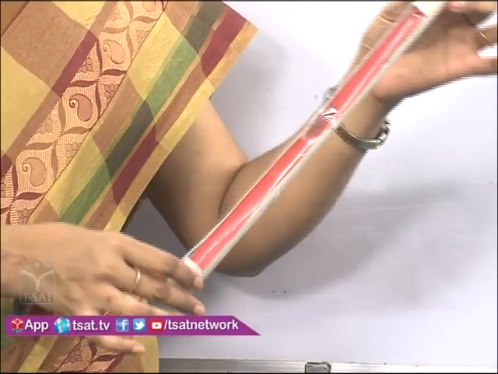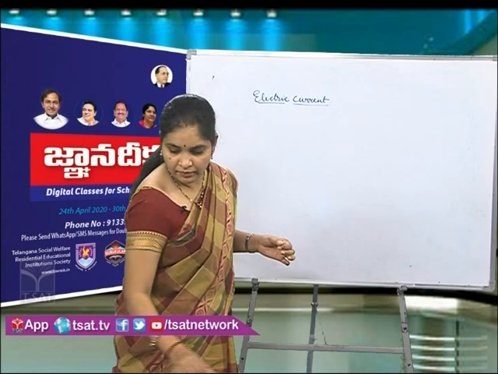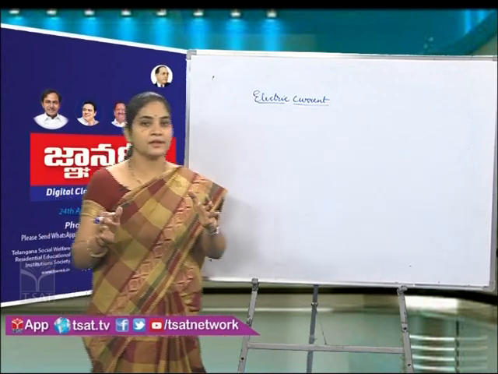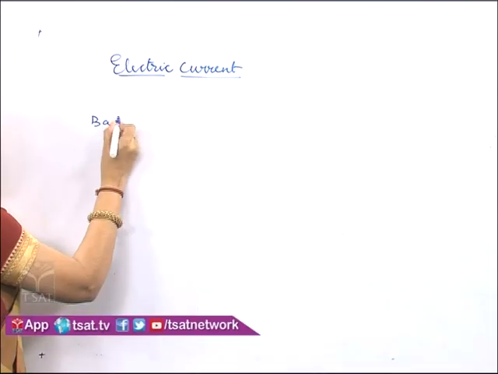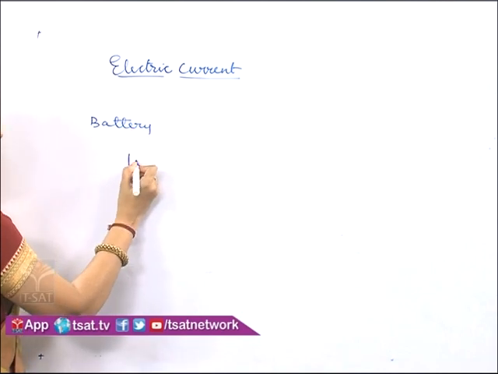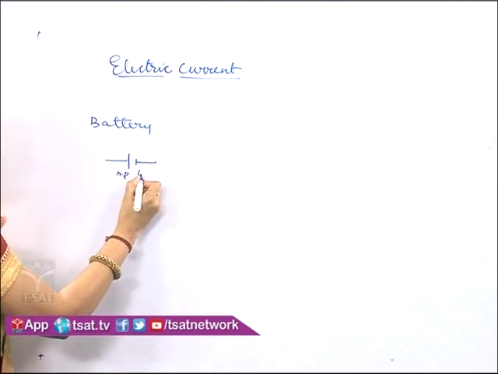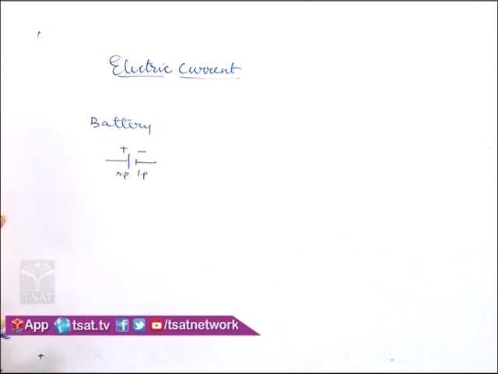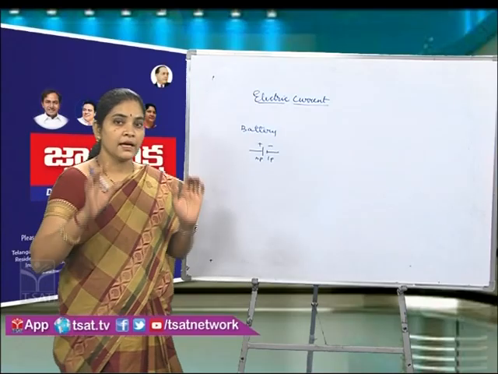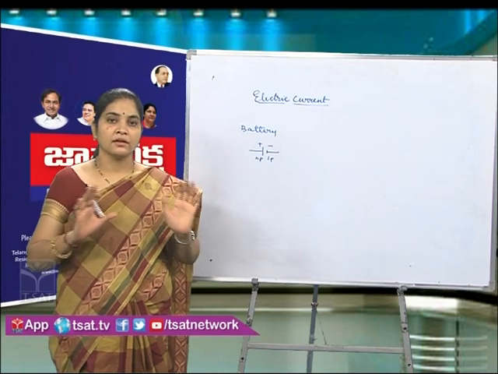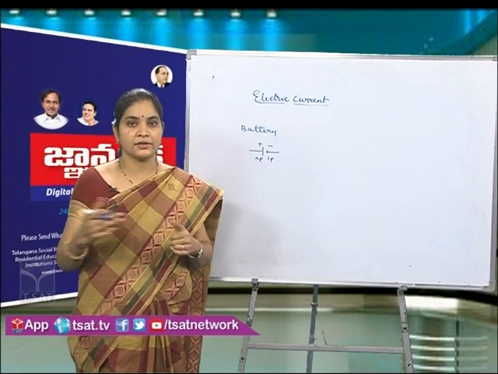I think you have understood how the battery is going to work when it is connected in the electric circuit. Exactly. When the battery is connected in the circuit, it creates a potential difference. One end is at higher potential, another end is at lower potential. By creating this potential difference across the wire, it exerts force on the charge and charges start flowing through the wire.